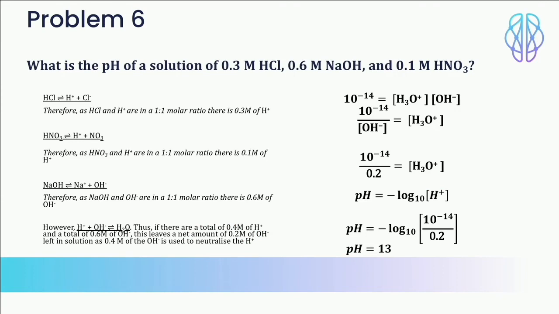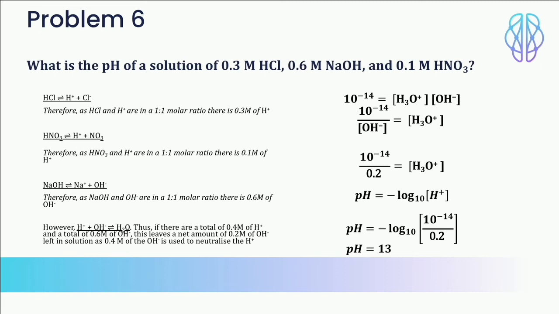Now that you've mastered a selection of the common problems you get in regards to pH, I have a more abstract and definitely a harder example. So if you're up for it, what is the pH of a solution containing the following 3 chemicals? 0.3 moles of hydrochloric acid, 0.6 moles of sodium hydroxide, and 0.1 moles of nitric acid. If you stick to what you know, it actually isn't too hard to solve, but we'll go through it right now.